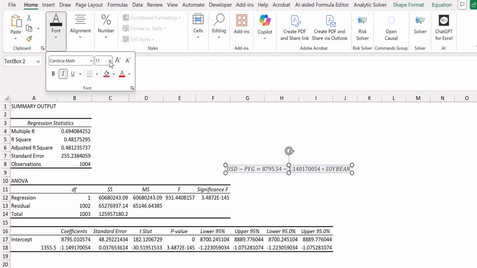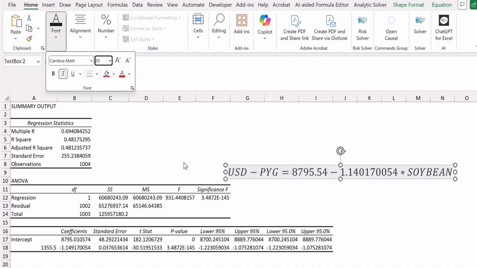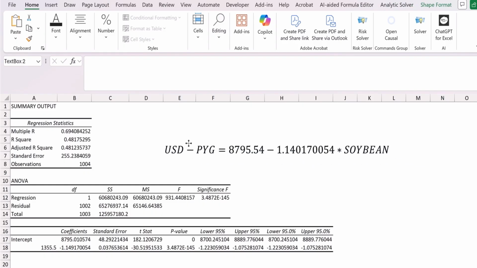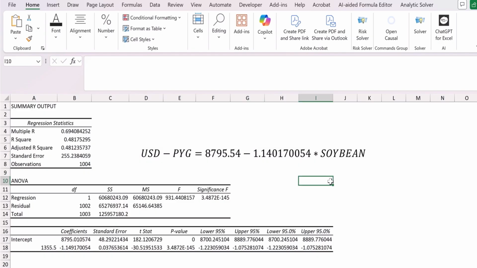Let's make the font 20, because this is a very critical equation. And let's move it here.